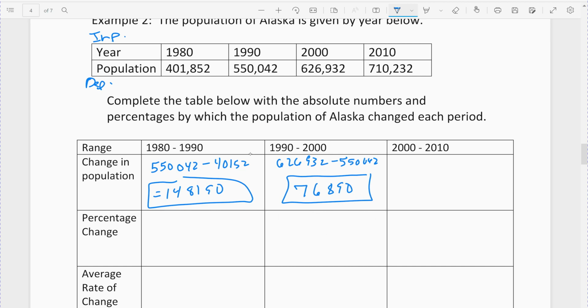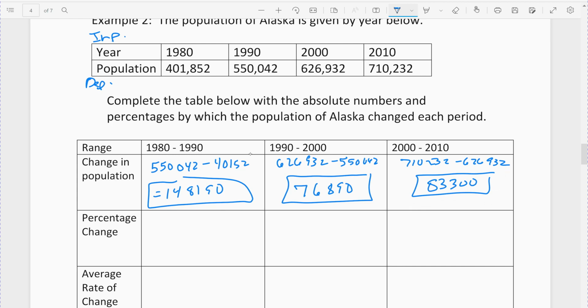And then the last 2 years between 2000 and 2010, so 10,03232 minus 626,932. All right, make sure I wrote it down right. Yes, I did. All right, that comes out to be 83,300.